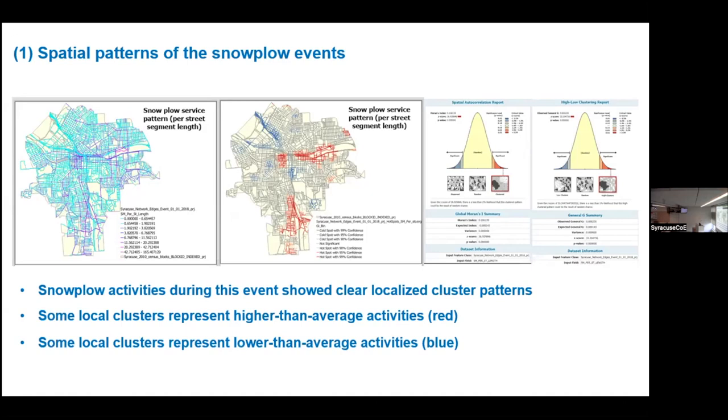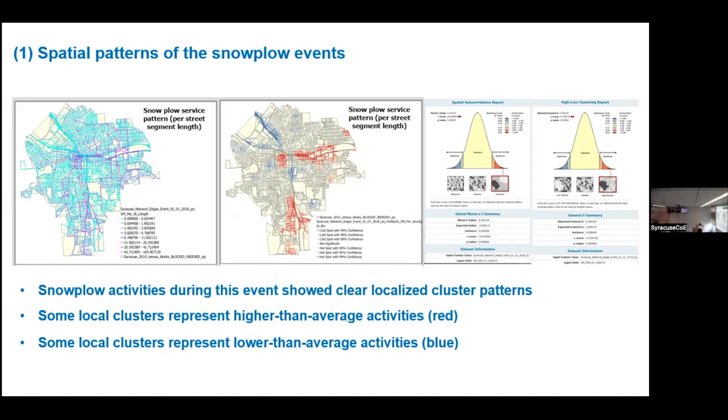This shows you the result of the geospatial analysis. Without getting into details, all I want to tell you is that it indicates there is a statistically significant cluster in this distribution. The different colors here represent the different values of the number of snowplow points along each street segment. And then the next study is to see whether, okay, we know overall there is a cluster pattern.